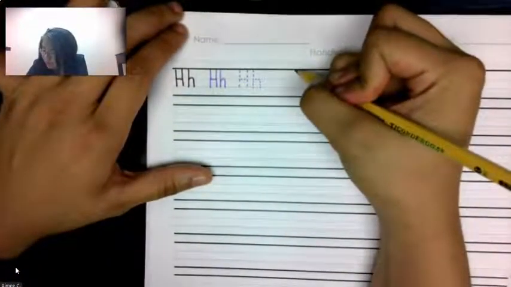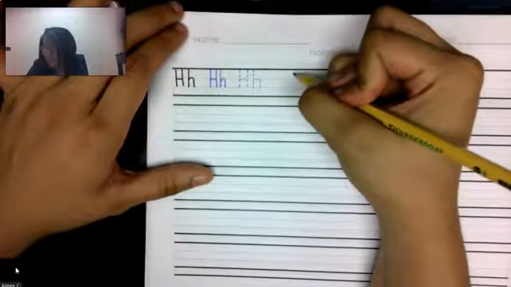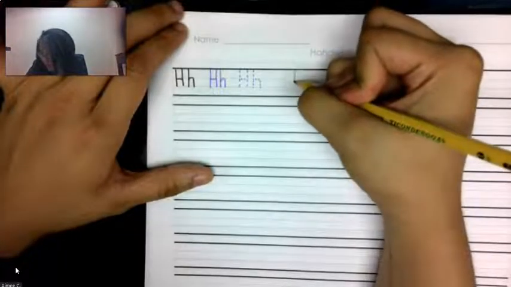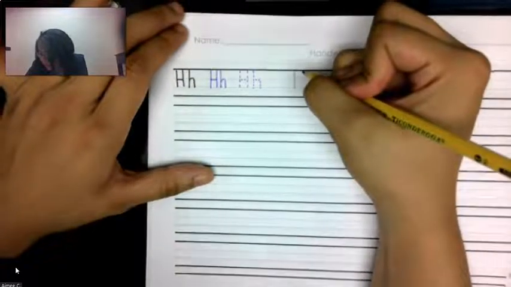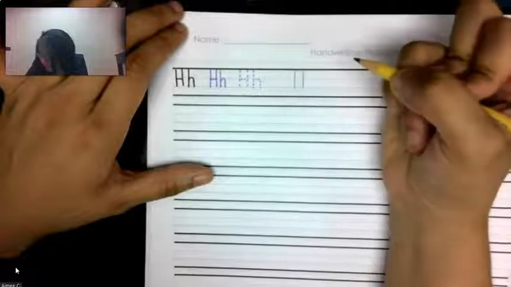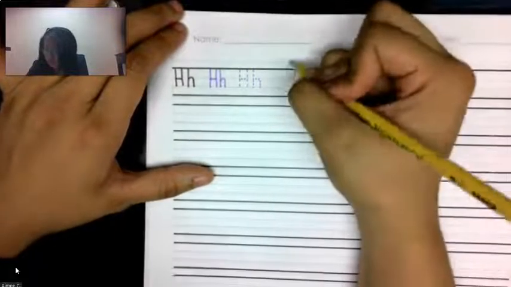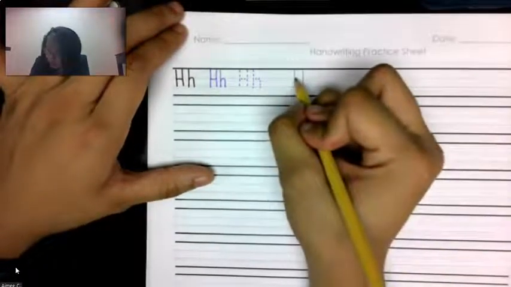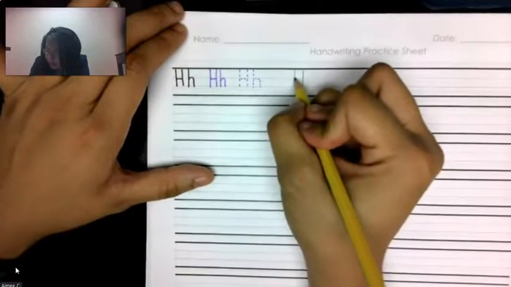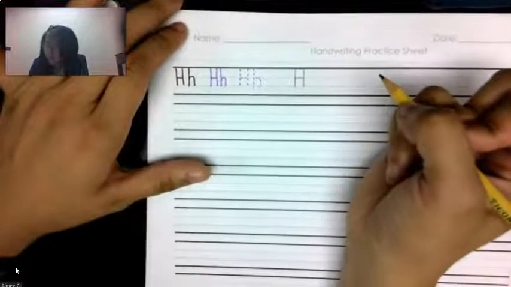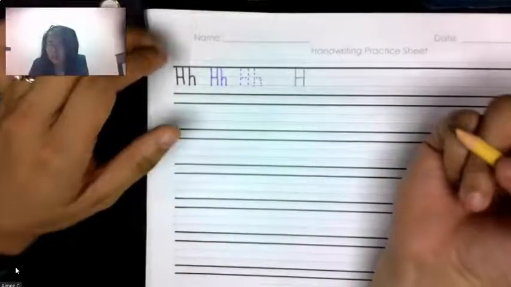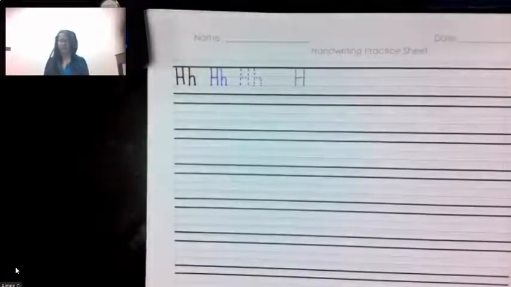Now to make the letter H, I think it's pretty simple. You start at the top and make one straight line down to the bottom, and you do the same thing next to it. Two straight down lines, and then you have a straight across line connecting the two. This is capital H.